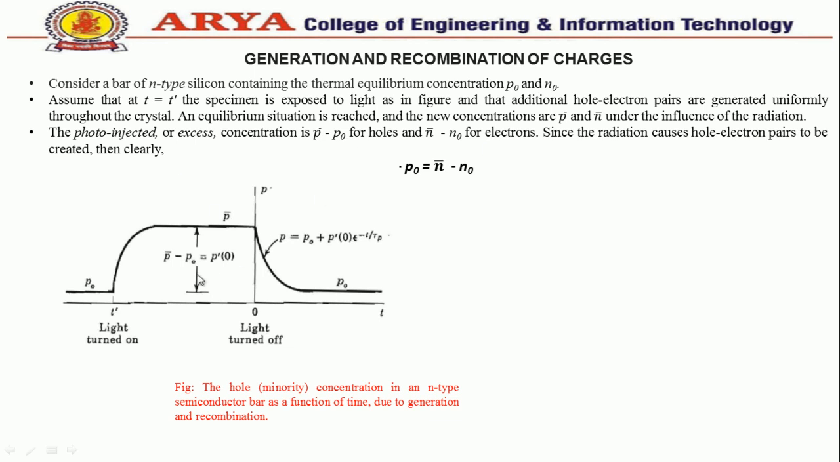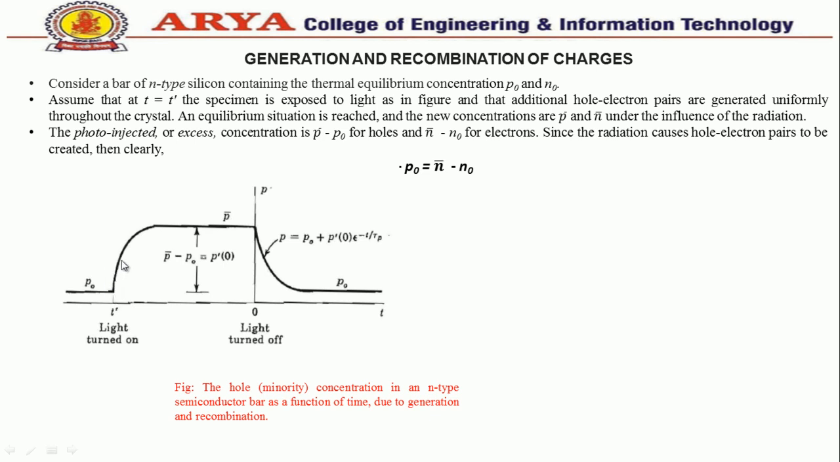Consider an n-type silicon bar containing the thermal equilibrium concentrations, that is P0 and N0. We are taking this case study to understand the generation and recombination phenomena of charge carriers in a semiconductor. So for this we have taken an n-type silicon bar, in which we will monitor the minority charge carrier concentration. Assume that at t equal to t dash, the specimen is exposed to light as shown in this figure, and additional hole-electron pairs are generated uniformly throughout the crystal.